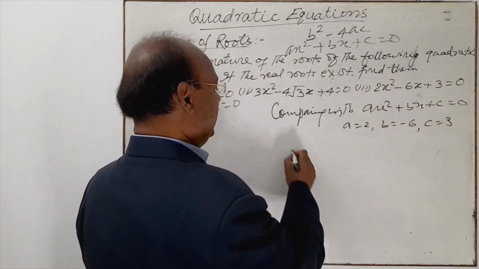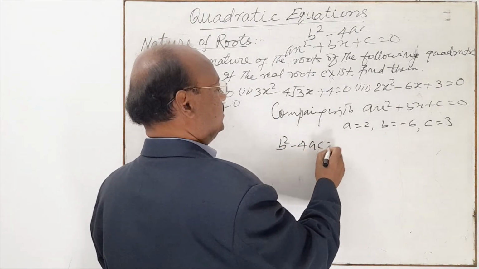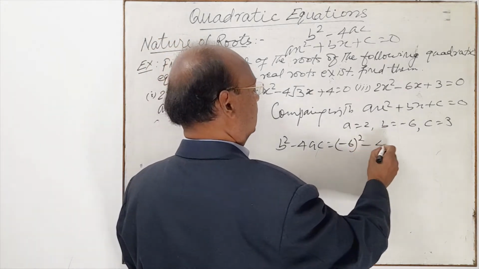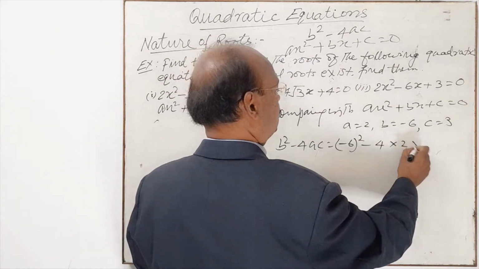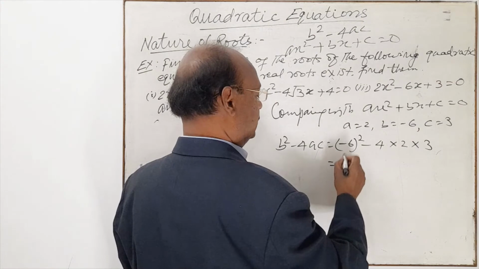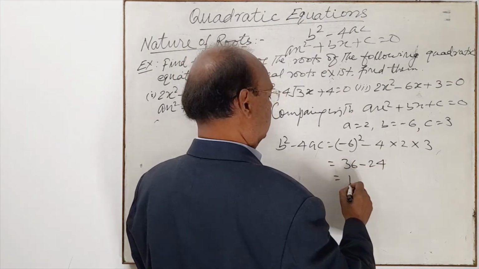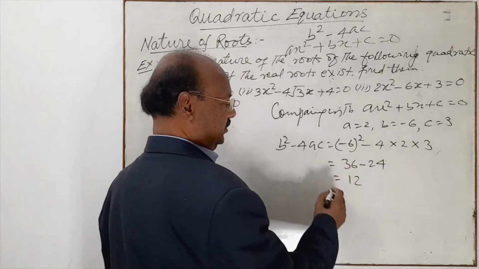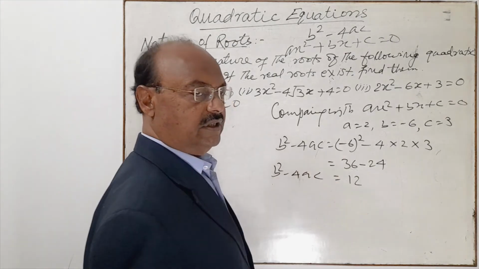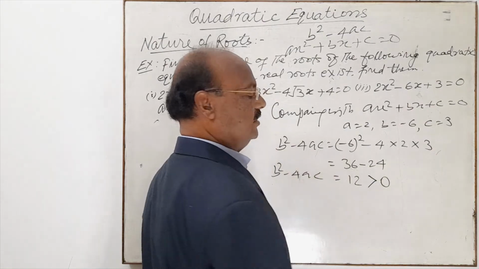Now you will evaluate the value of this discriminant b square minus 4ac. b square means minus 6 whole square minus 4 into a is 2 and c is 3. So this is equal to 36 minus 24. This is equal to 12. You see here b square minus 4ac 12 is a positive number. This is greater than 0.